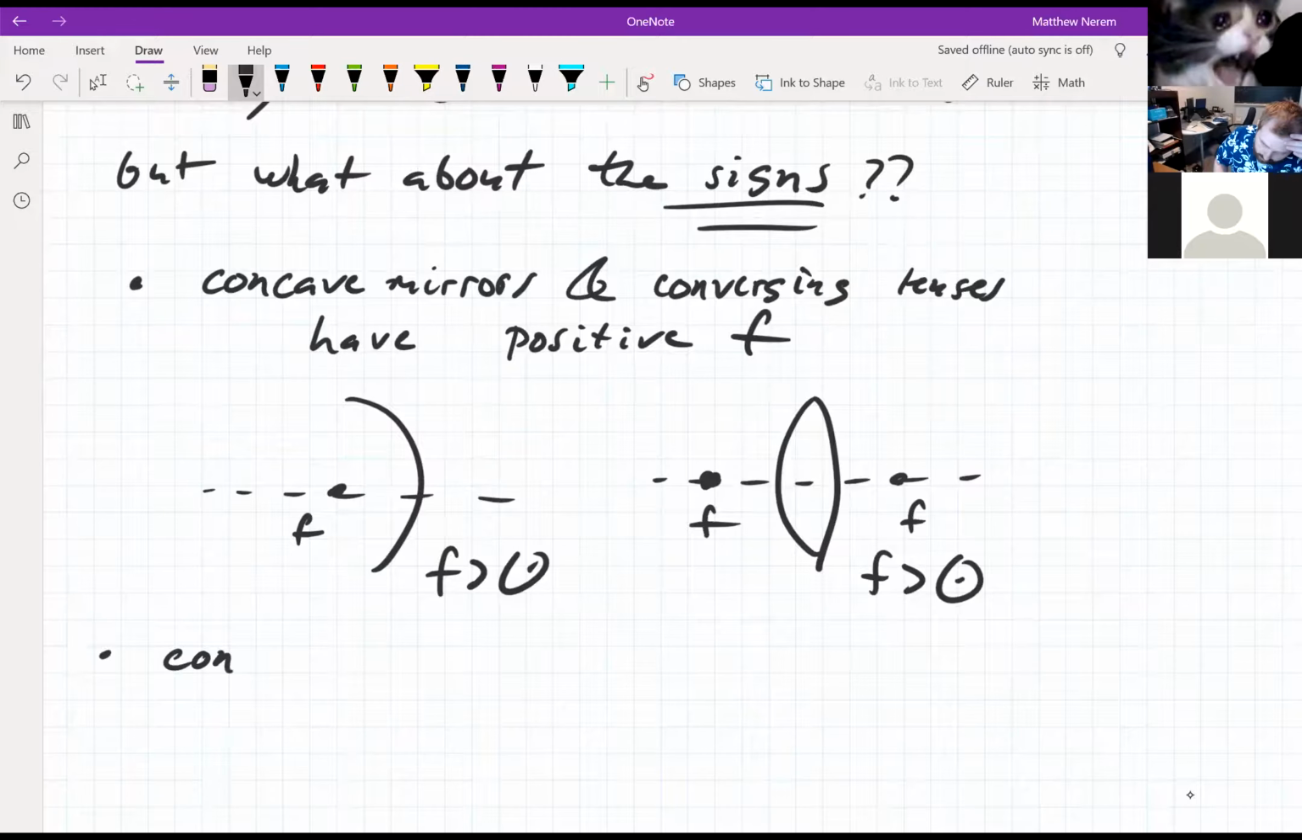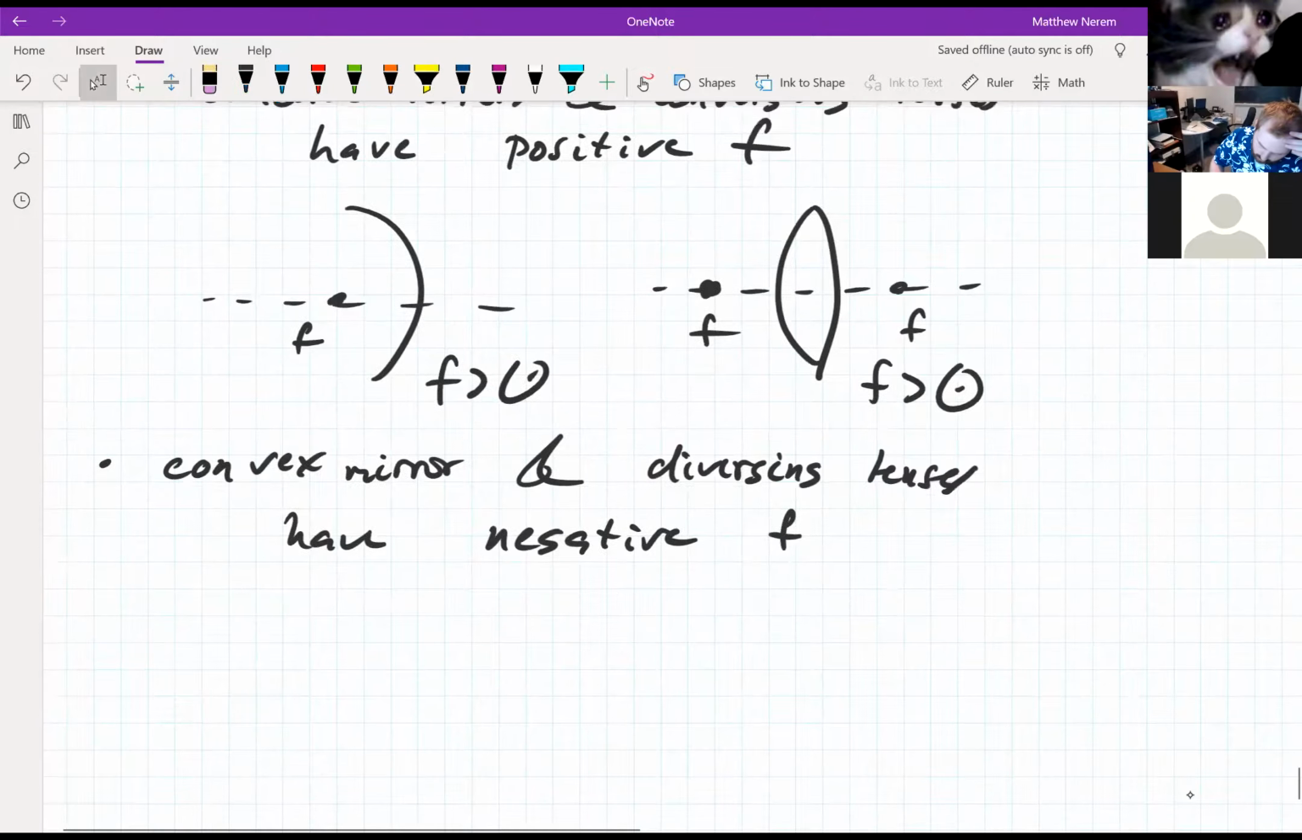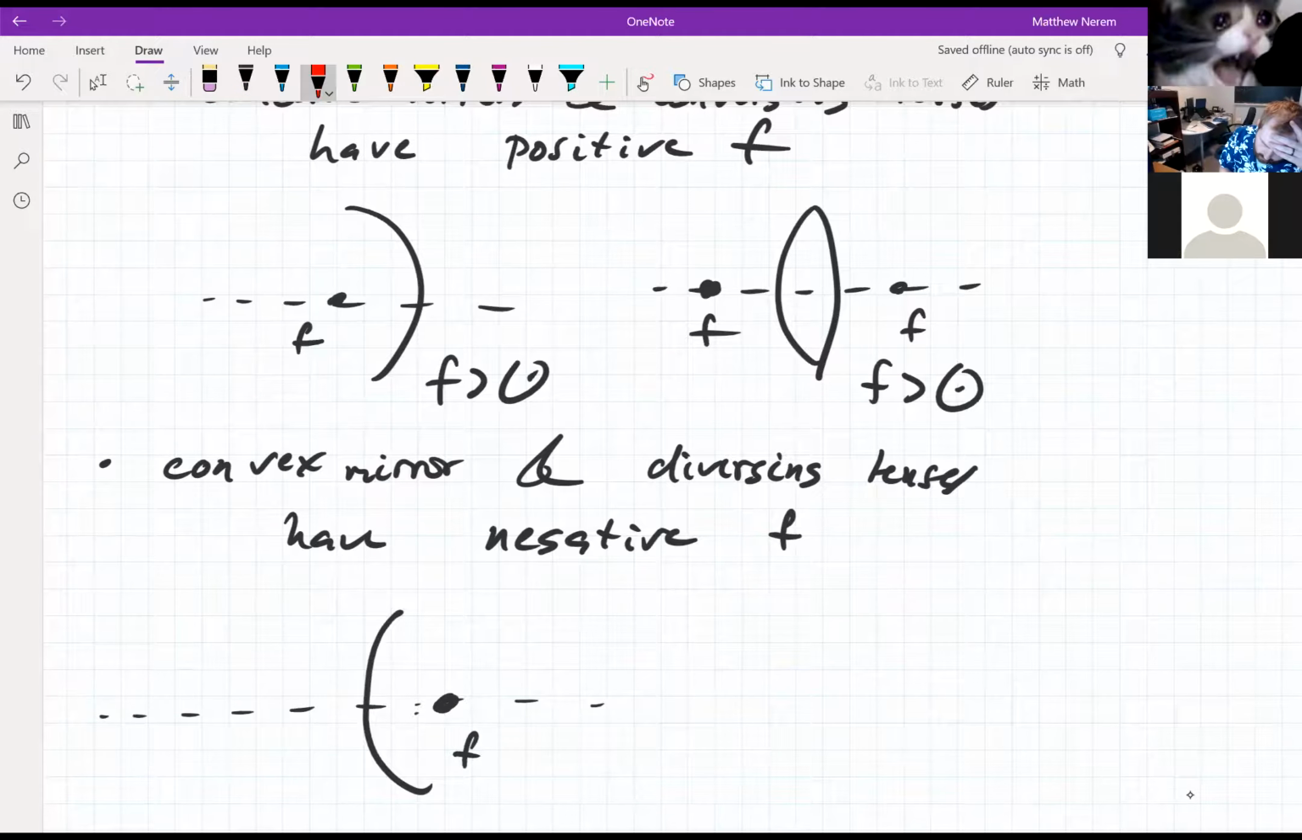Convex mirrors and diverging lenses have negative focal lengths. All right, and in all these pictures, we imagine the rays are coming from over here.